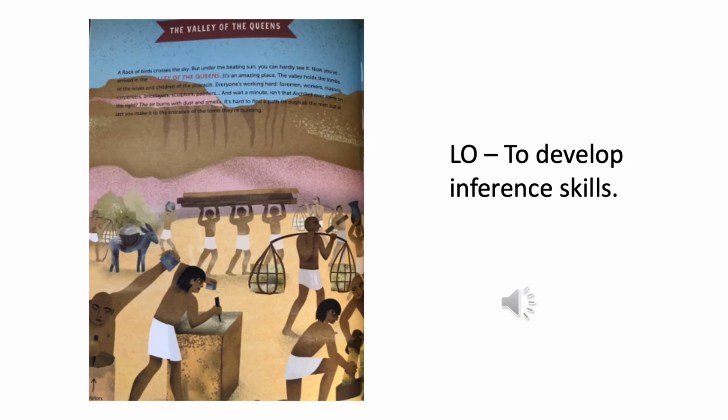A flock of birds crosses the sky, but under the beating sun you can hardly see it. Now you've arrived in the Valley of the Queens. It's an amazing place. The valley holds the tombs of the wives and the children of the Pharaoh. Everyone's working hard. Foremen, workers, masons, carpenters, bricklayers, sculptors, painters. And wait a minute, isn't that architect over there on the right? The air burns the dust and smells. It's hard to find a path through the men, but at last you make it to the entrance of the tomb they're building.